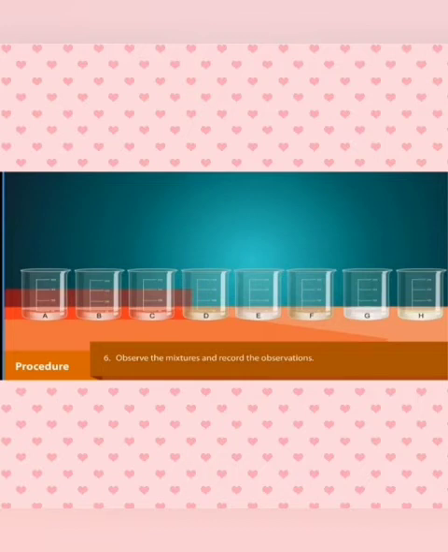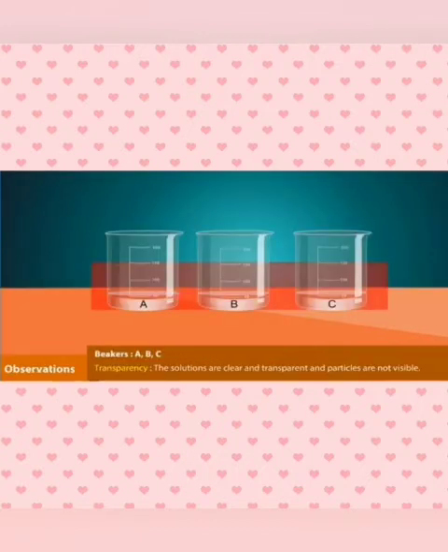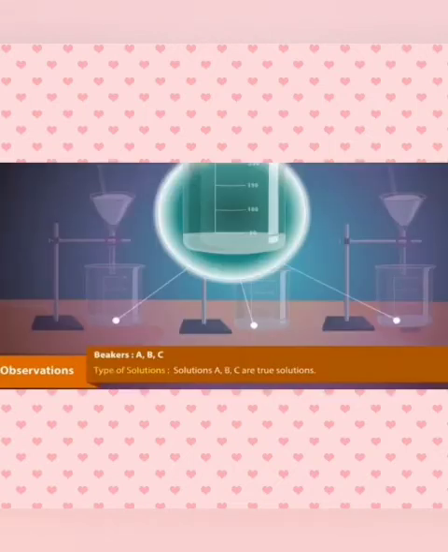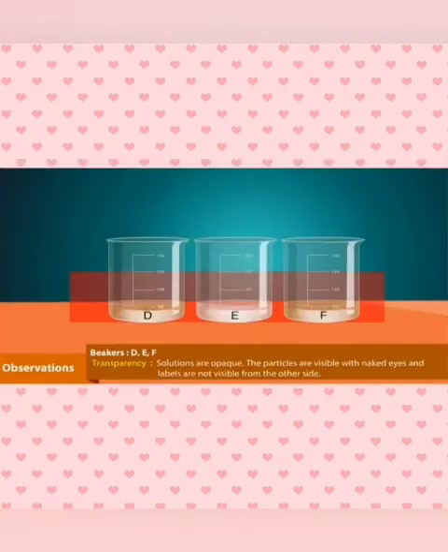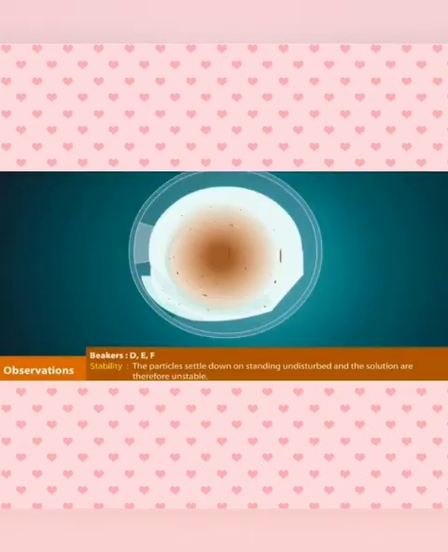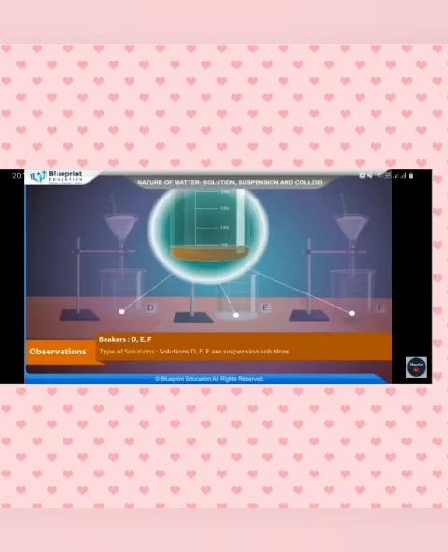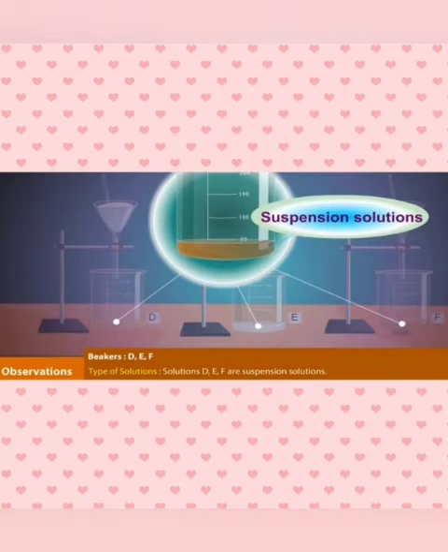Again, when we talk about the observation, A, B and C are clear and transparent, particles are not visible, and they are stable, with no sediment. Beakers A, B and C are the true solution. Beaker D, E and F solutions are opaque in nature. Particles are visible with naked eyes, and they are unstable when we disturb them. They do not pass through the filter paper, so they remain as residue. So D, E and F are known as suspension solution, children.